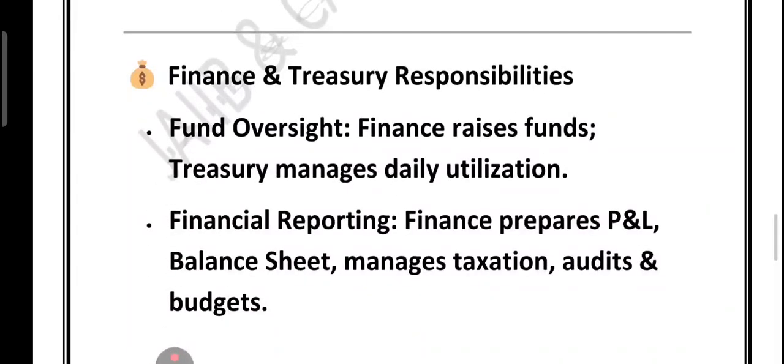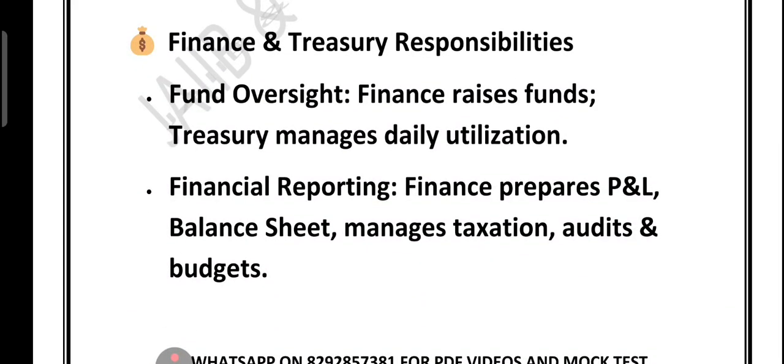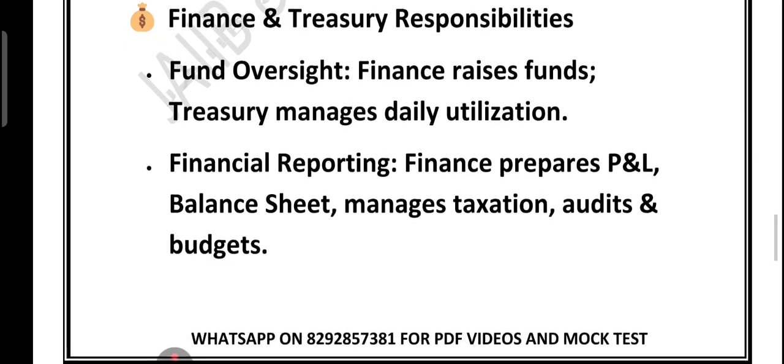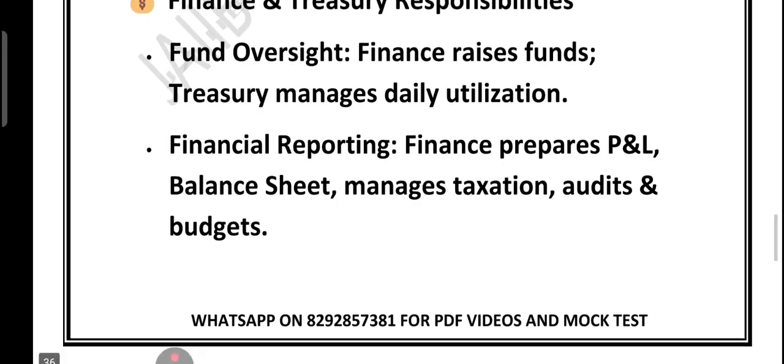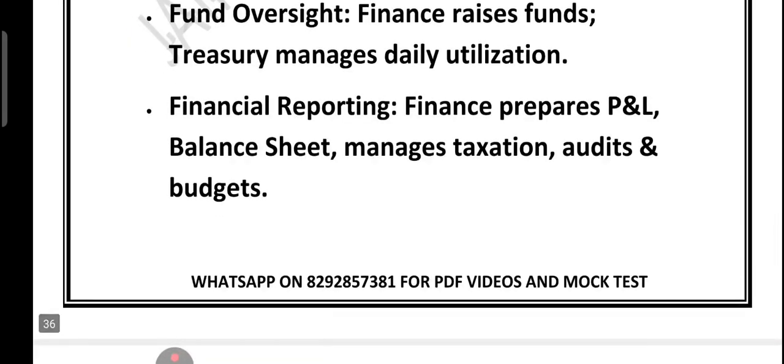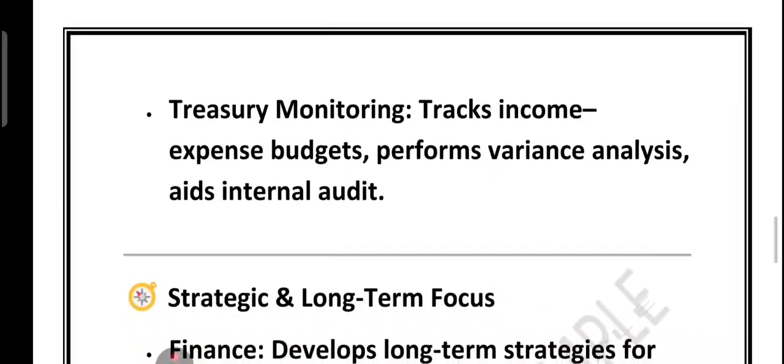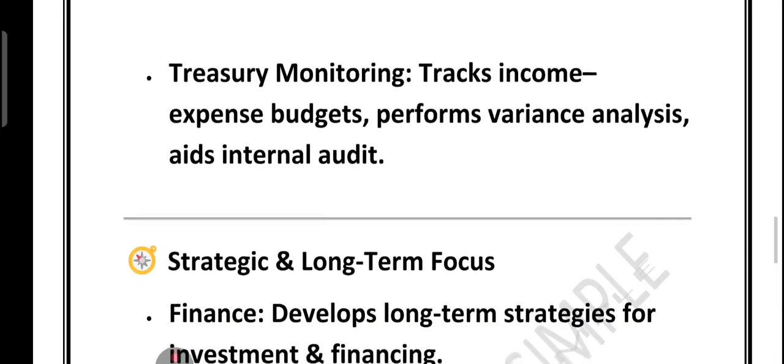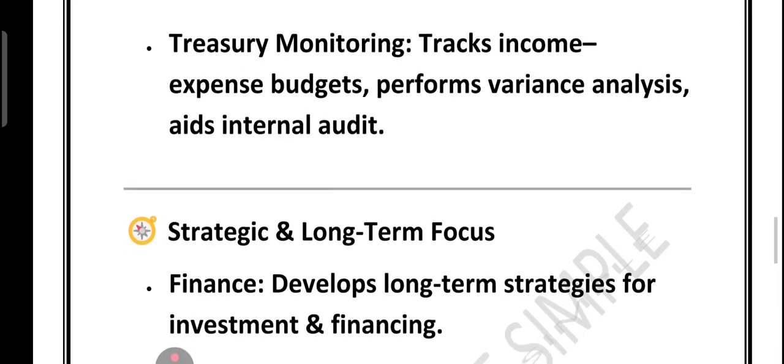If you look at finance and treasury responsibilities, the first point is fund oversight. Finance raises funds and treasury manages the daily utilization. Who raises funds? Finance. Who manages the daily utilization? Treasury. Financial reporting means finance prepares the profit and loss and balance sheet, and handles taxes, audit and budget. While in treasury monitoring, they track the income, track the expense budget, perform variance analysis and support internal audit.